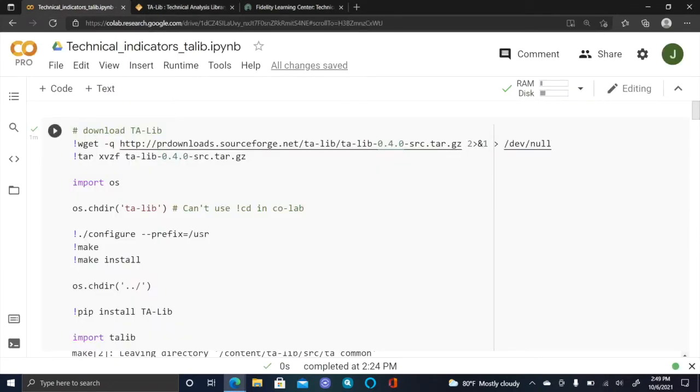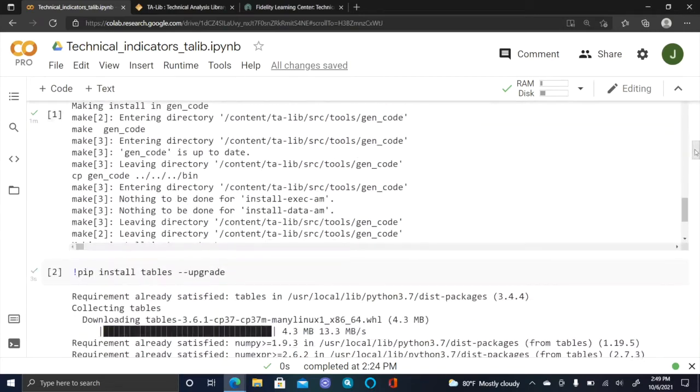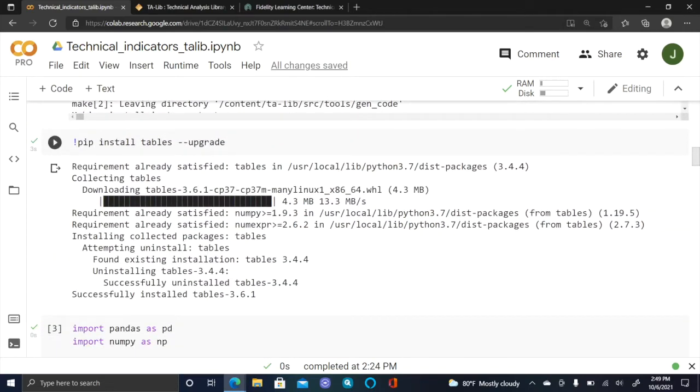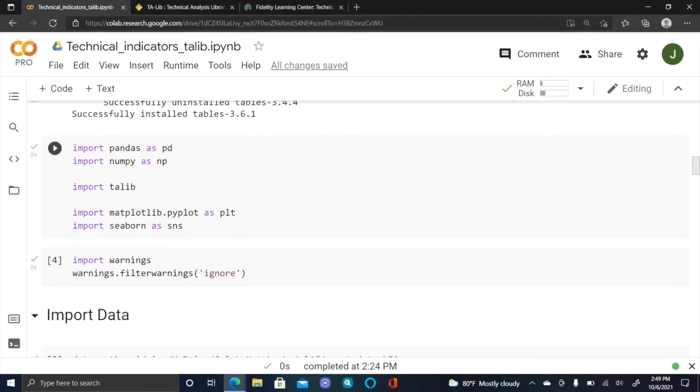Here we are. This first cell is all the stuff you've got to do in order to install TA-Lib. You've got to download the file, unpack it, do all this other Linuxy stuff, and then you can install it just using pip install. And I also needed to upgrade the tables package, and that has to do with the HDF store function from pandas, I believe. So we're going to use pandas, numpy, TA-Lib, like I said, of course matplotlib and seaborn, and we're going to filter warnings.